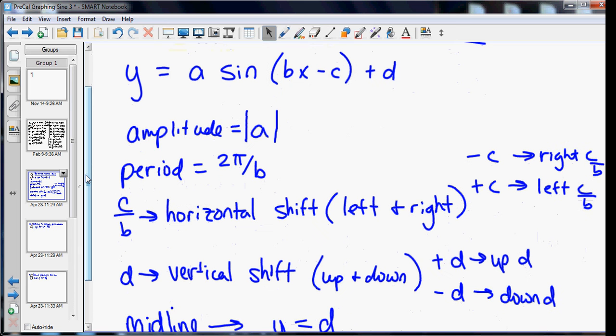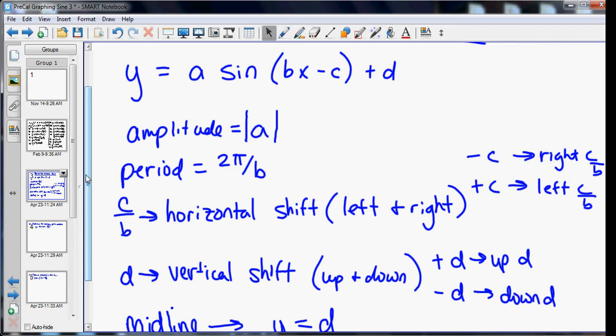So first of all, C involves the horizontal shift. But just like to find the period, we actually have to do some work. To find the horizontal shift, we have to do some work. So we actually have to do C divided by B to find the horizontal shift. And that can be to the left or to the right.